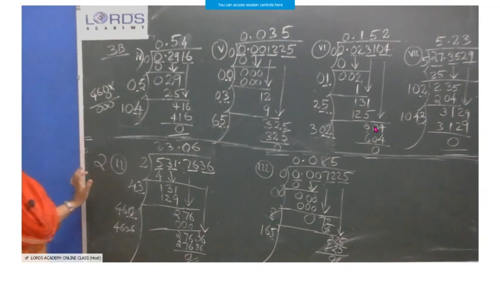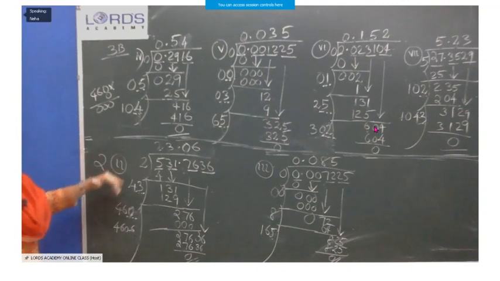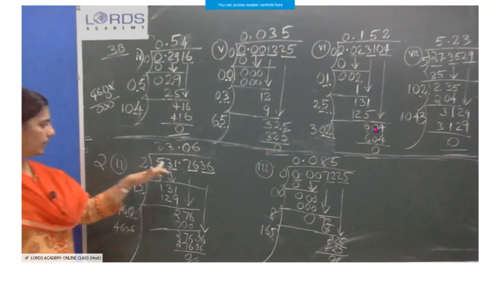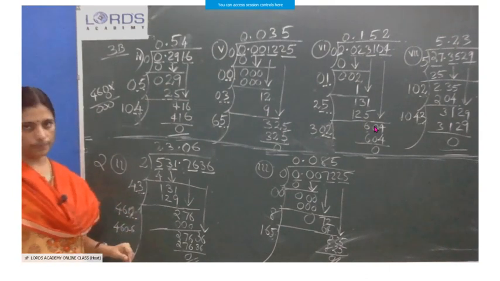Clear? This question just note down. Means here how it came 0 that you have to see.